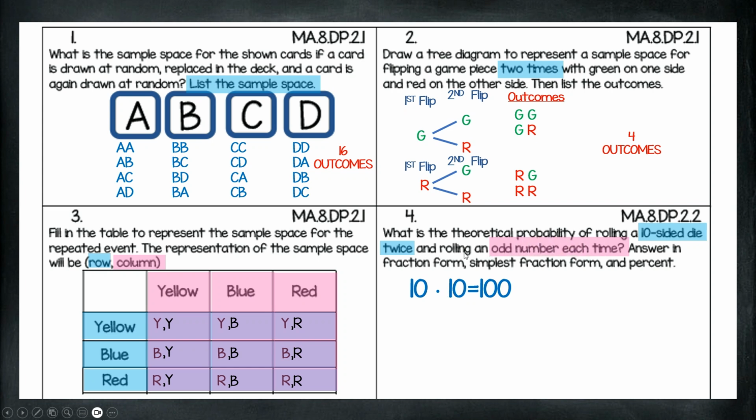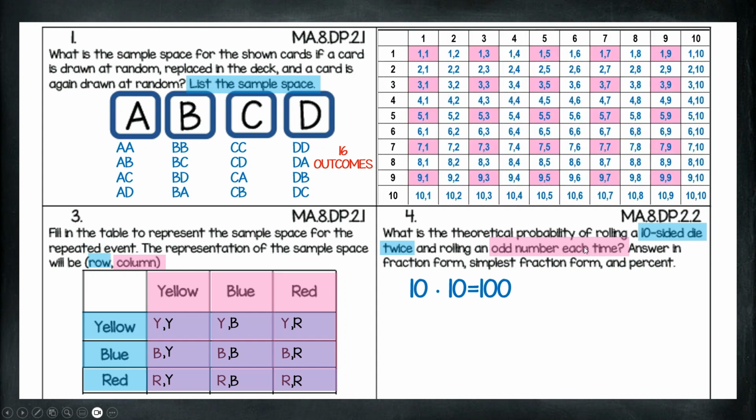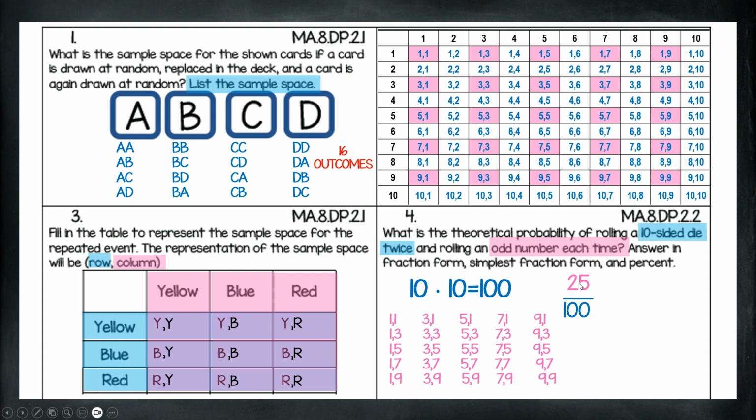And what is the odds of rolling an odd number each time? Well, here's the table of our 10-sided die, and an odd number each time are all the ones highlighted in pink, or I could create a list down here as well. I still should end up with the same result, and that is 25 out of 100. And here they want you to answer in fraction form. Well, this is a fraction, simplest fraction form. So we need to simplify 25 over 100, which simplifies to 1 over 4.